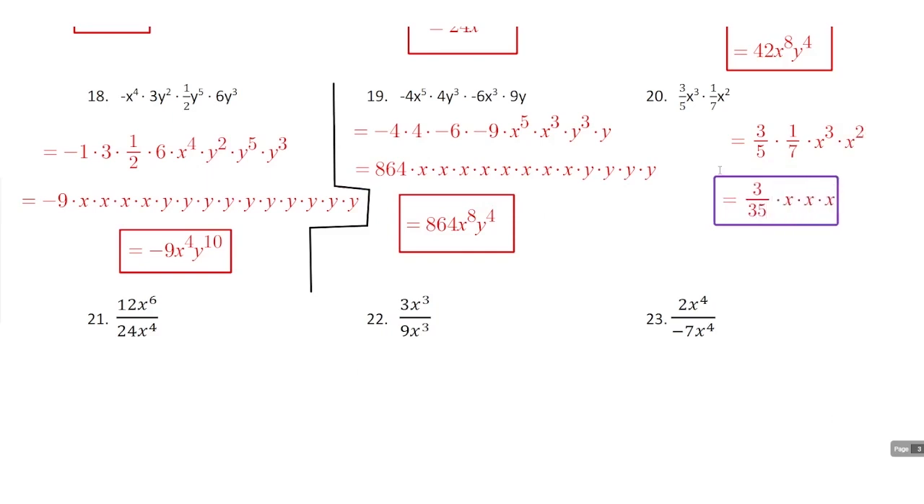Then we got 3 x's and then 2 more x's. Thank goodness we don't have a huge long list like the last couple problems. And so that's just going to result in 5 x's here. So times x to the fifth.